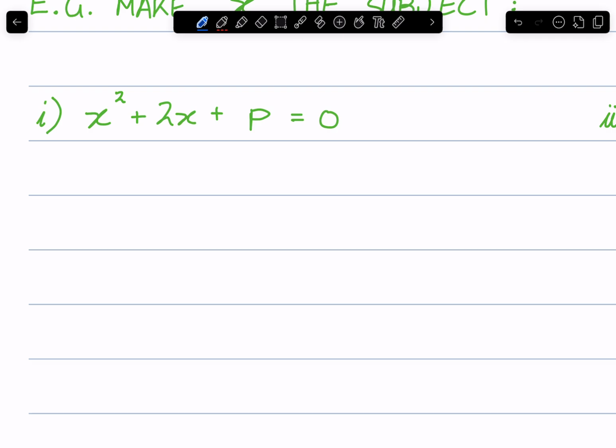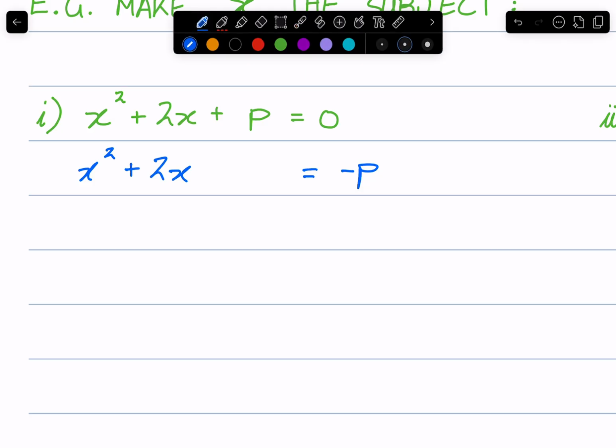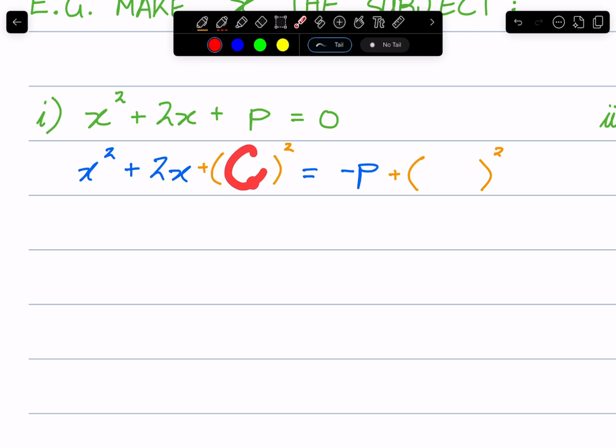We complete the square. So here we go. To complete the square, we isolate all the X terms, including the X squared or the X, on its own on the left-hand side. So to do that, we do negative P on the right-hand side, sorry. And recall, to find the square, the missing number, we're going to add something squared to both sides. And the number that we add is always half the coefficient of X.